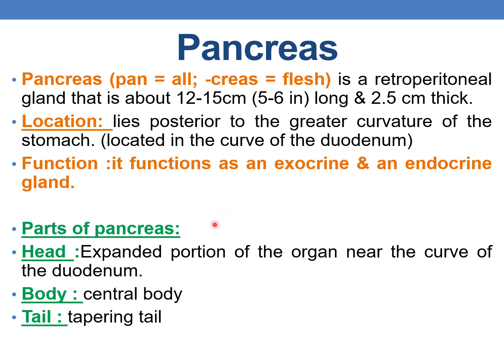Coming to the parts, there are mainly three parts: head, body and tail. The head is the expanded portion of the organ near the curve of the duodenum. The body is the central part and the tail is the tapering end.